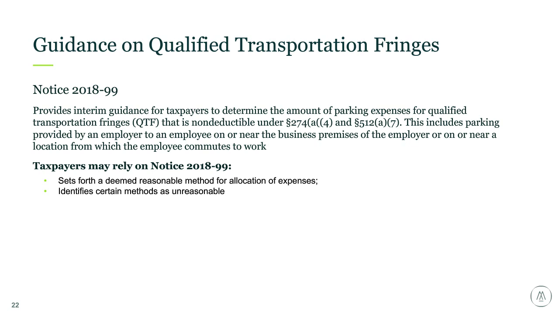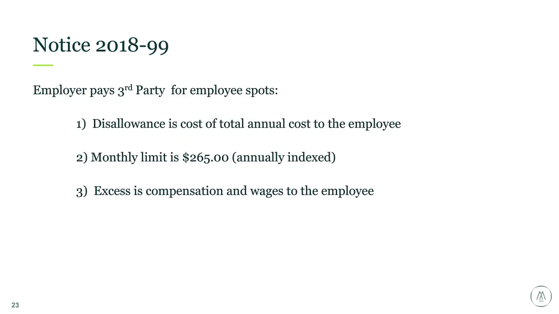So this is interim guidance at this point in time, and it's one of those areas where you can rely on the method for an allocation of expenses, and the notice also takes into consideration certain methods that they believe are unreasonable. We think this guidance is reasonably good, but it has a whole bunch of open questions that we really don't have great answers for. So we are looking at this guidance, shall we say, with a little bit of hope that it will be helpful.